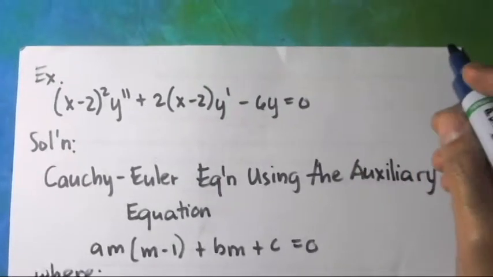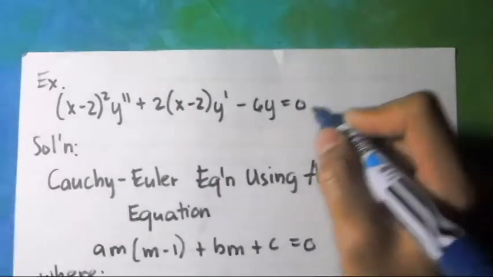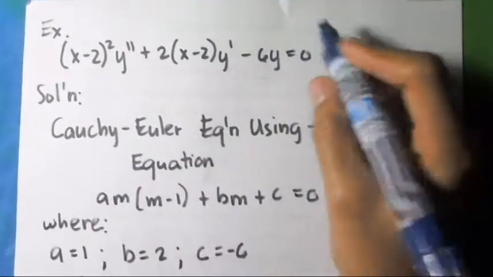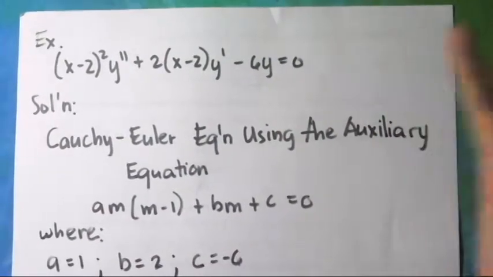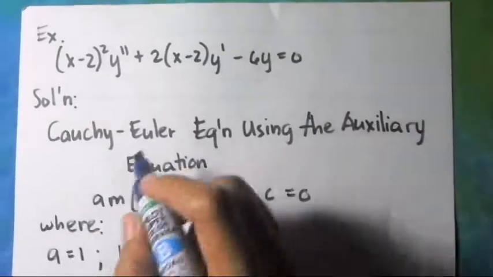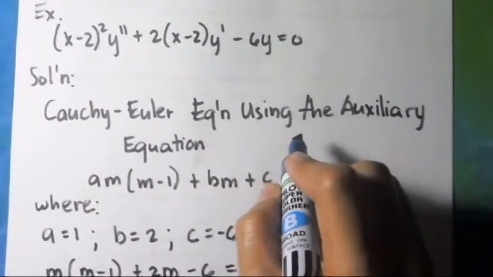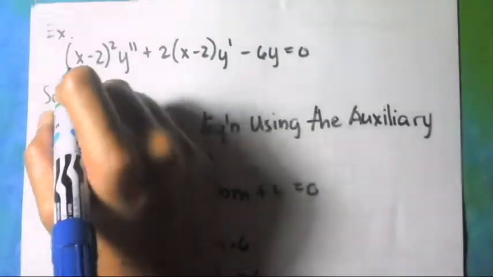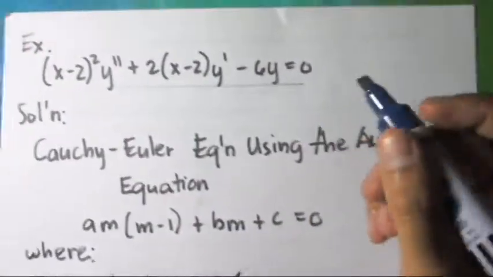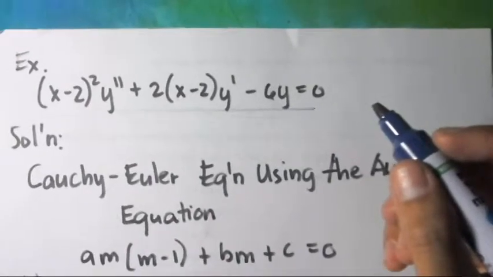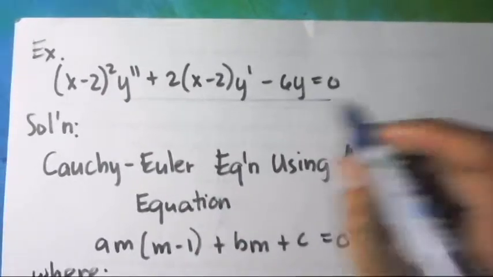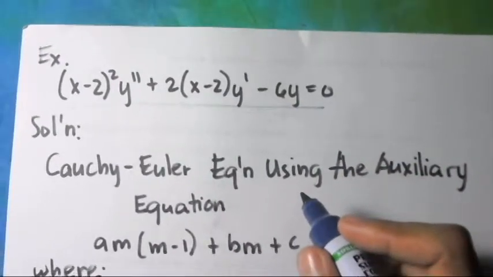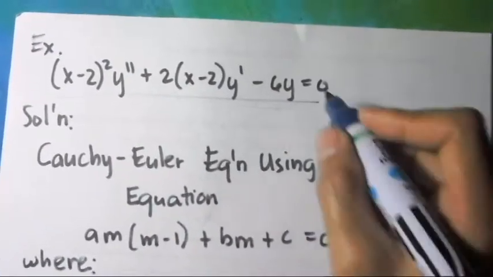Hello everyone, it's me again. I'm going to discuss how to solve a higher differential equation by using the Cauchy-Euler equation having an auxiliary equation. As we have this problem, (x minus 2) squared y double prime plus 2 times (x minus 2) y prime minus 6y equals 0.